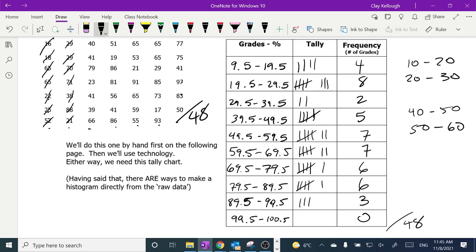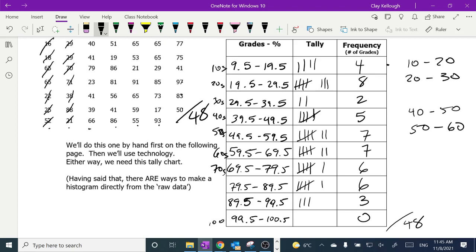We got them all. We could have goofed up and maybe put something in the wrong place, but I think we're good. So what does this say? This says that 4 people in the data were in the 10s, and 8 people were in the 20s, and 2 people were in the 30s, and 5 people were in the 40s, and 7 people were in the 50s, and so on through the 60s, and 70s, and etc. And nobody had 100% because Miss Potter marks really tough apparently.